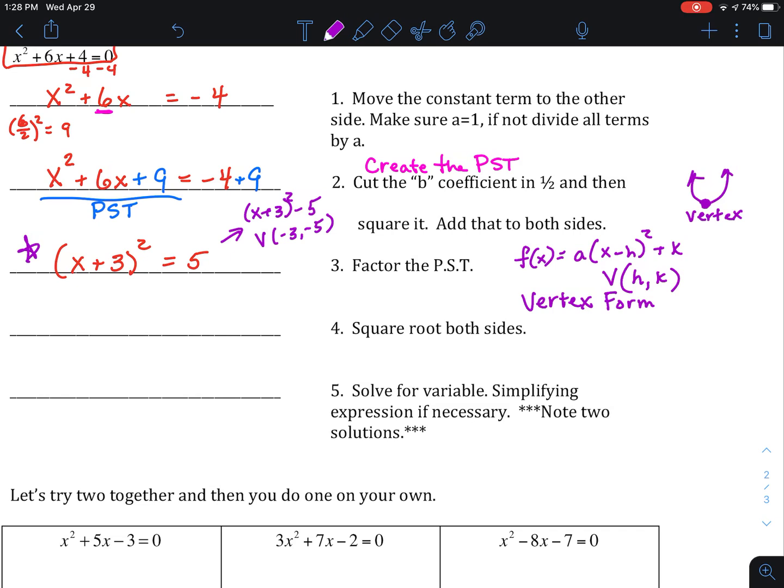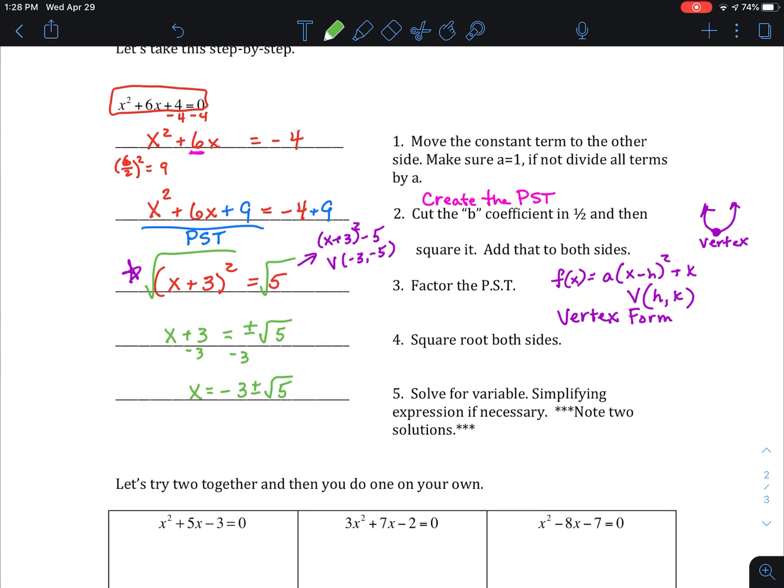We're going to come back here to step number 4. We haven't actually solved yet. Once we get to this point, I'll change it to green here. We're going to square root both sides, and we get x + 3 equals, remember, plus or minus the square root of 5. Last thing we need to do, subtract 3 from both sides, and we get x equals -3 plus or minus the square root of 5.